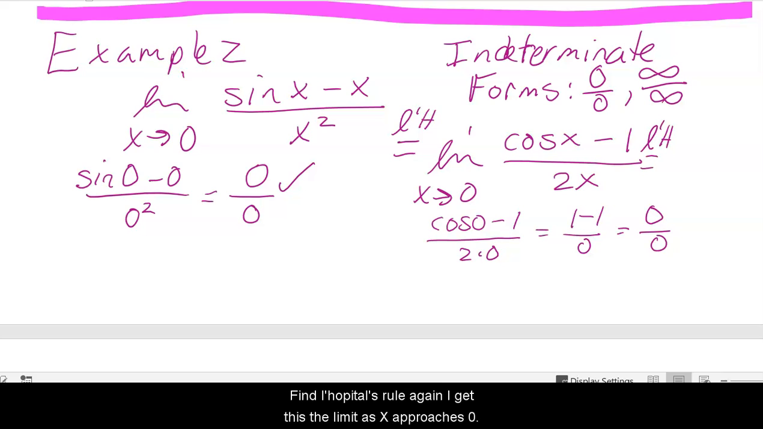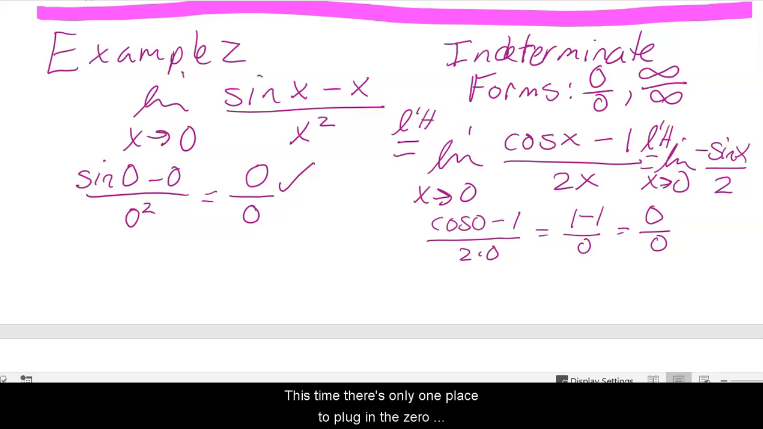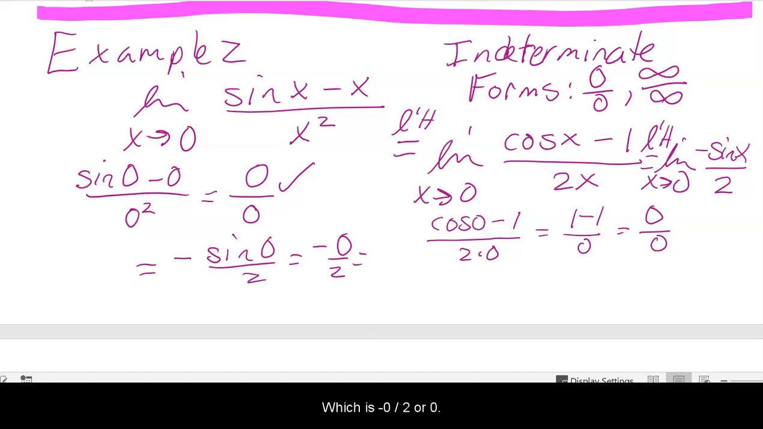Applying L'Hopital's rule again, I get that the limit as x approaches 0, well, the derivative of cosine of x would be minus sine x. The derivative of negative 1 is 0, but the derivative of 2x would be 2. This time, there's only one place to plug in the 0, which is here in the negative sine x. This leads to the following result: that limit gives me negative the sine of 0 divided by 2, which is negative 0 over 2, or 0. In other words, the value of this limit is 0.